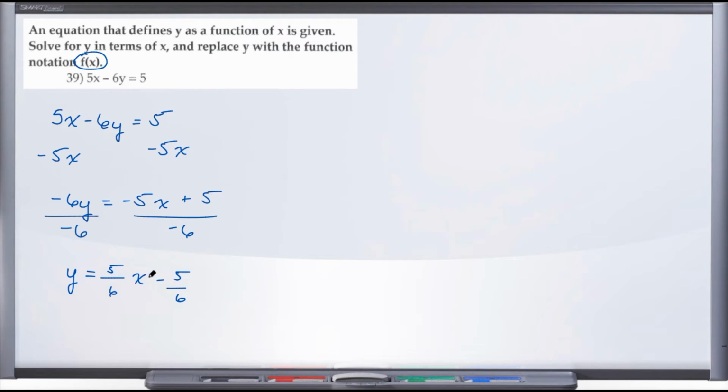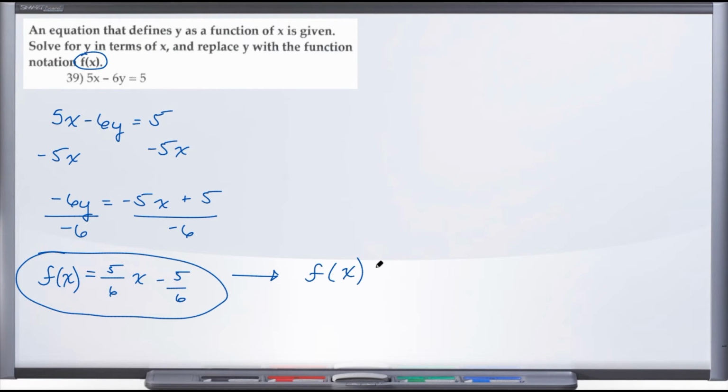over 6. And so now that we've solved for y, all we're going to do, take our eraser, get rid of the y, and replace the y with function notation. And there you have it. All right, and you could go ahead and write this as one fraction if you wanted to. You could go ahead and write f of x equals 5x minus 5 over 6.